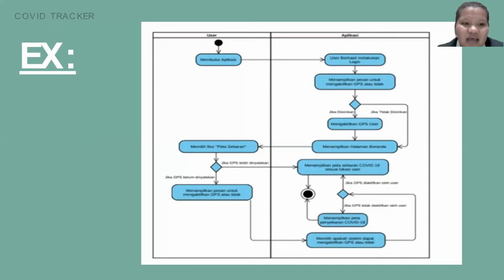There is a decision, that is, the user will be given two conditions: want to activate the GPS or not. If yes, when the user chooses the distribution map menu, it will display the distribution map according to the location of the user. If not, when the user selects the distribution map menu, they will be asked again whether they will activate the GPS or not. And if yes, it will display a map of the user location distribution, and if not, it displays a map of the distribution of COVID-19 throughout Indonesia. After that, the end of the activity is marked with the final state.